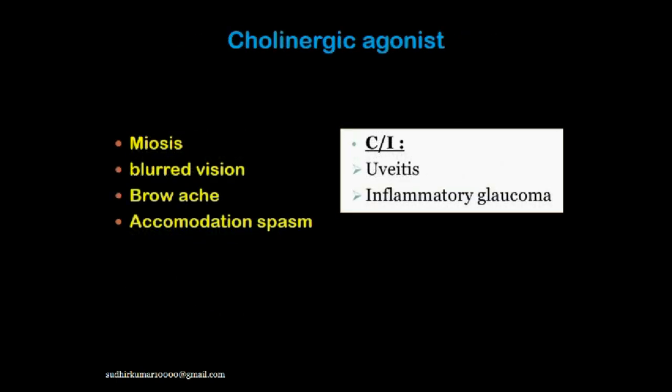Cholinergic drugs have a very peculiar effect of giving miosis, that is, the pupil gets smaller. So in older patients, the vision may reduce during night time, and at the same time it causes accommodation. So younger patients may develop accommodative spasm, and accommodation may lead to brow ache and headache and blurred vision, and this is again contraindicated in uveitis and other inflammatory conditions.